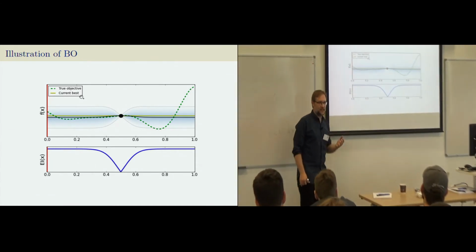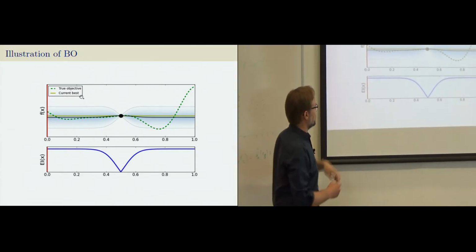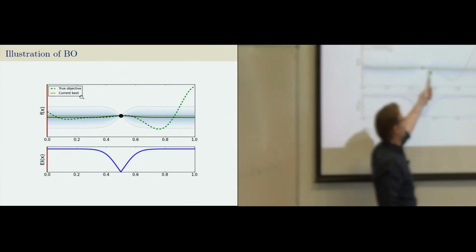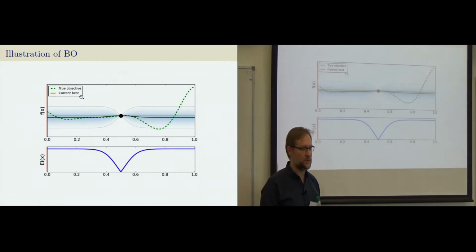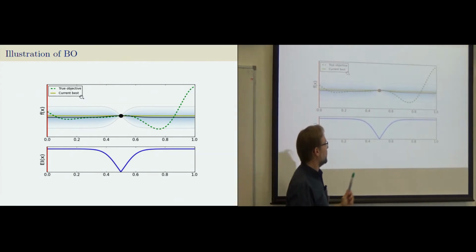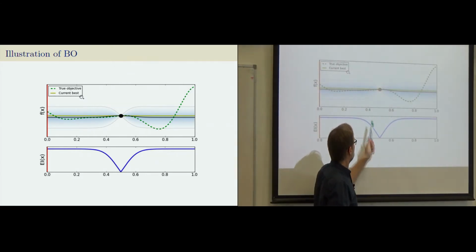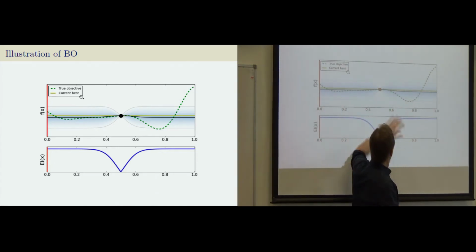Okay, so let's see how this works. This is actually the function that I showed you at the beginning, the one that we were optimizing, the one for which I gave you 4 evaluations. Now I just give you one, and this is the model that we have. So it has this uncertainty over here, this uncertainty over there.